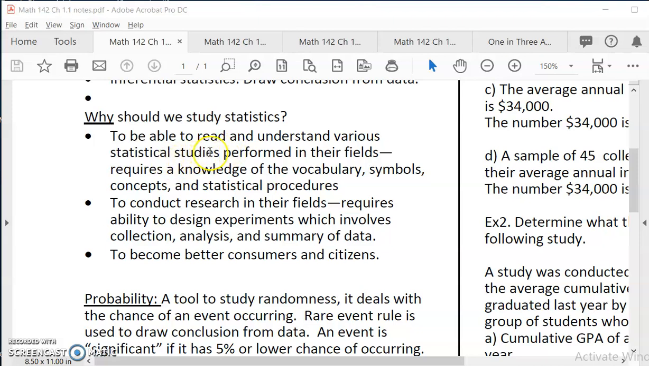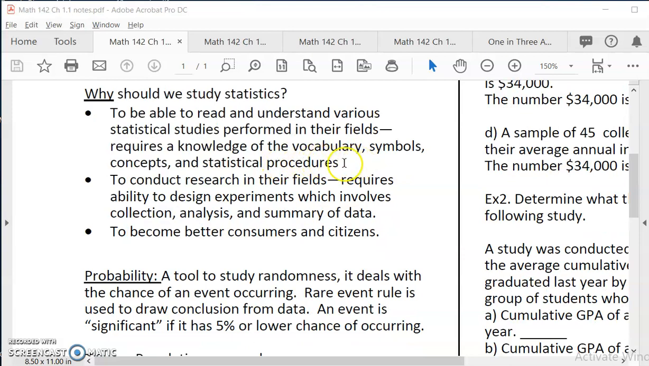If you are a business major, you may be studying how your customers behave, how the market is moving, or anything that relates to the field of work that you're working in. So being able to understand statistical studies, the vocabulary, the symbols and concepts, is important for your future work.